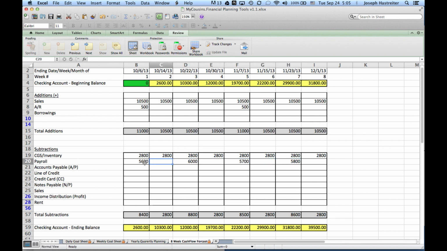But for right now, I'm going to be conservative, because usually when you do a cash flow forecast, you want to be conservative with your numbers. Because if you end up being better than that, great. But sometimes we just want to be conservative to make sure that we're covering all of our bases.